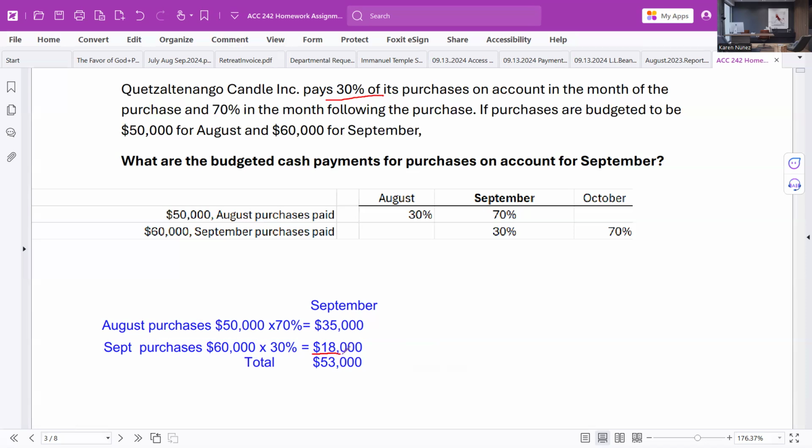Right? That's our total for the month of September, 53,000. So as we look at this month, we want to focus in only on these numbers, right? We're only going to be paying in September for 70% of August and 30% of September. We don't care about the 30% in August because we're not doing a budget for August. We don't care about 70% in October because, again, we're not doing a budget for October. We're just doing a budget for September. So we only need to account for these two numbers, 70% of the 50 and 30% of the 60. And those are budgeted cash payments for purchases on account for September.